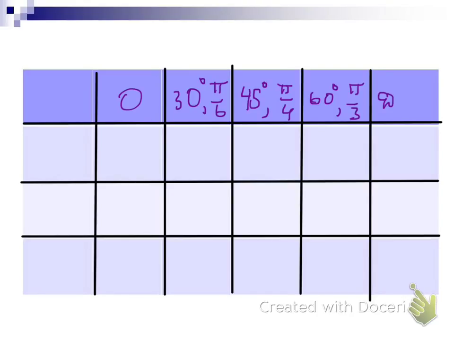Our special angles are 0 degrees, 30 degrees, which is pi over 6, and 45 degrees, which is pi over 4, 60 degrees, which is pi over 3, and 90 degrees, which is pi over 2. And we have sine of our angle, cosine of our angle, and then tangent of the angle we fill in later using the sine and cosine.